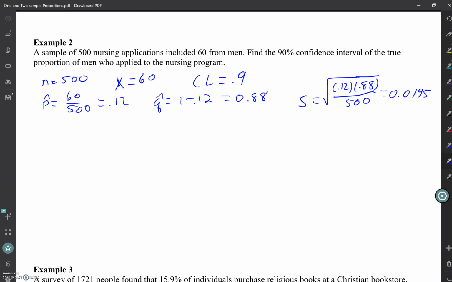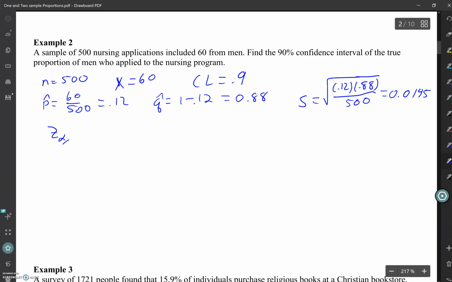Z critical values. So I need a Z alpha divided by 2. What is alpha? Well, it's 1 minus the confidence level, so it's going to be 0.1. So alpha divided by 2, 0.05. And we can find it by backwards looking at 0.05 or doing inverse norm of 0.05.